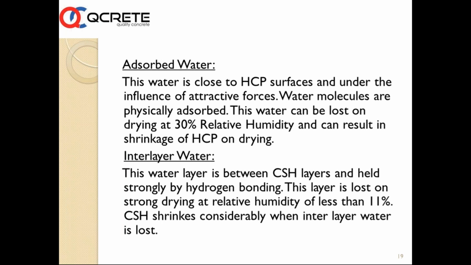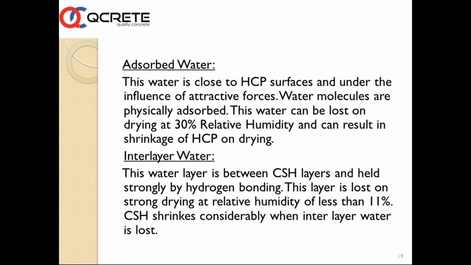Adsorbed water is close to the hydrated cement paste surfaces, under the influence of attractive forces. Molecules are basically adsorbed. This water can be lost, and its loss can result in shrinkage of the cement paste. Then there is the water layer between the layers of CSH.